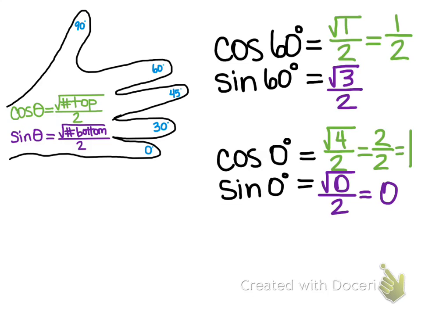That's from quadrant 1. Now, you could do some other magic tricks and move your fingers and hands in different ways to get the other quadrants. You just need to think about what's positive and what's negative. But that'll give you those reference angles for quadrant 1.